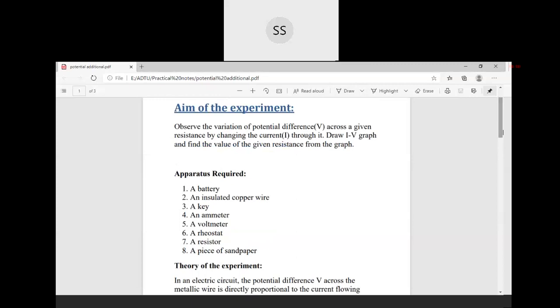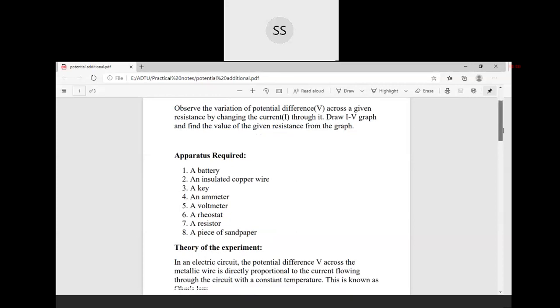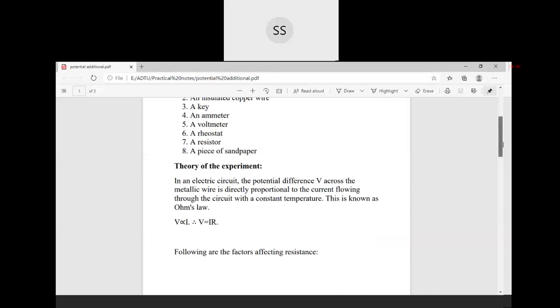Next, the theory of this experiment. The theory of this experiment is that in an electric circuit, the potential difference V across a metallic wire is directly proportional to the current flowing through the circuit at a constant temperature. This is known as Ohm's law. So, according to the theory, potential difference is directly proportional to the current, which is given by Ohm. That's why this is also called Ohm's law.